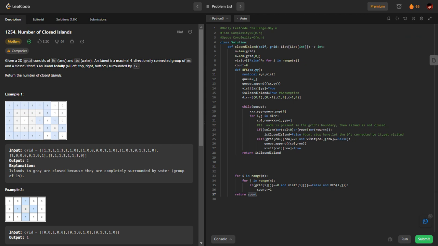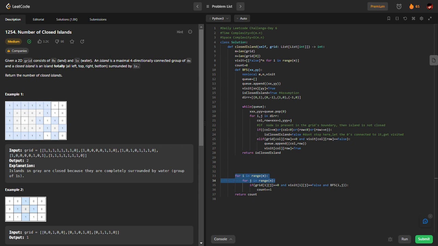Coming to the space and time complexity part of it, we are using a visit array, right? So space complexity definitely is going to be O of m into n, but we're not using anything else. And one more thing, for each of the nodes we are doing four traversals along these directions. Coming to time complexity, we are using two for loops to visit each of the nodes, so it will be O of m into n.